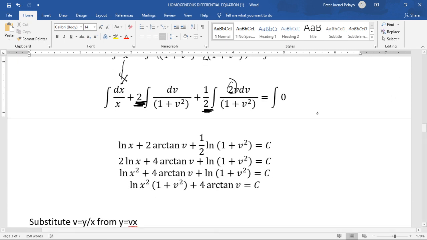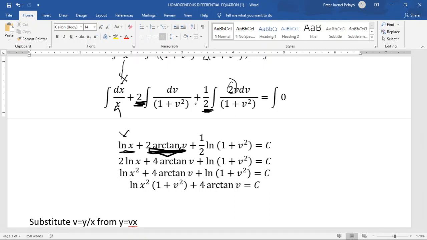So, maglilista dito tayo. First term, the integral of dx is x. Second term, the integral of dv over 1 plus v squared is arctan v. So, kung gusto nyo mahabang solution, pwede rin. Pero ito, you can use actually integral table para makuha to.